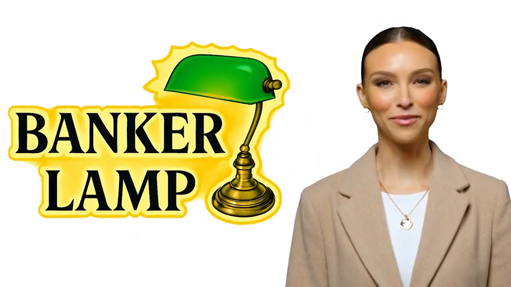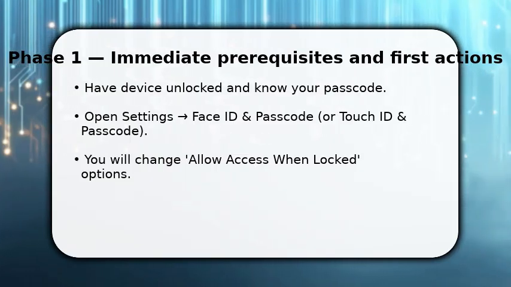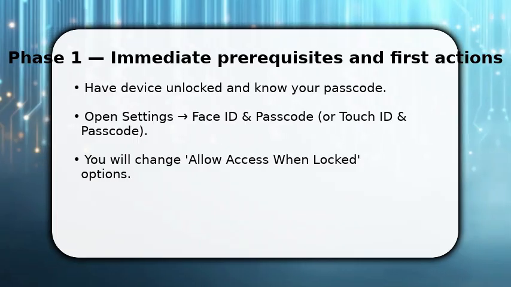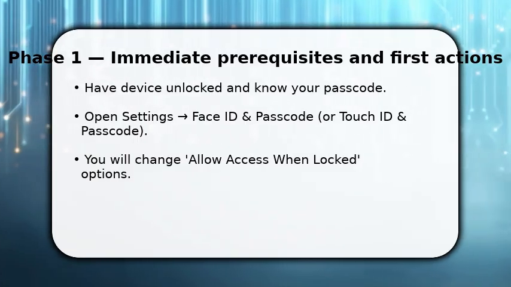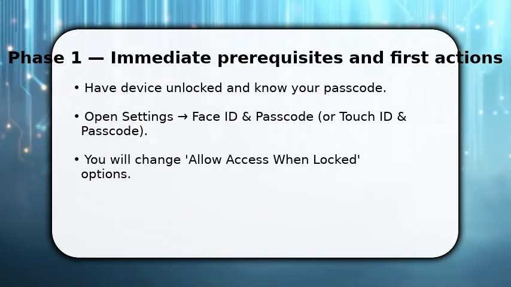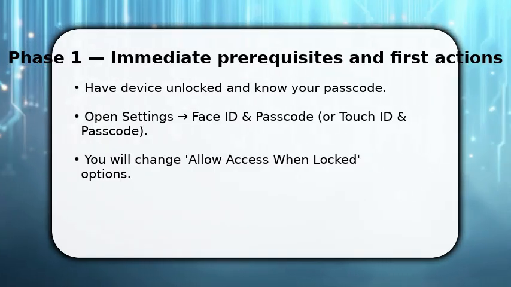Please enjoy the video. You start now by unlocking the iPhone and opening Settings, then tap Face ID and Passcode or Touch ID and Passcode. Enter your passcode when prompted. Once inside, look for the section labeled Allow Access When Locked. This controls lock screen access to Today View and Notification Center.